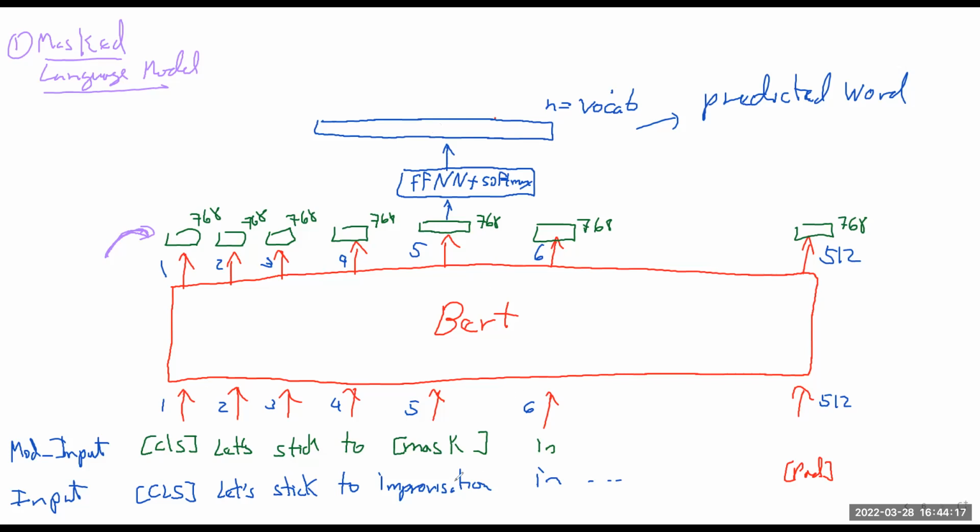given that we have the whole sentence. Let's stick to improvisation. Randomly, I think what it does is it takes whatever text you give it, and randomly it takes 15% of it, and it's going to mask it. So what that means is it's going to take 15% of the words randomly, and it's going to replace them with a mask, but it knows what the input was, right?